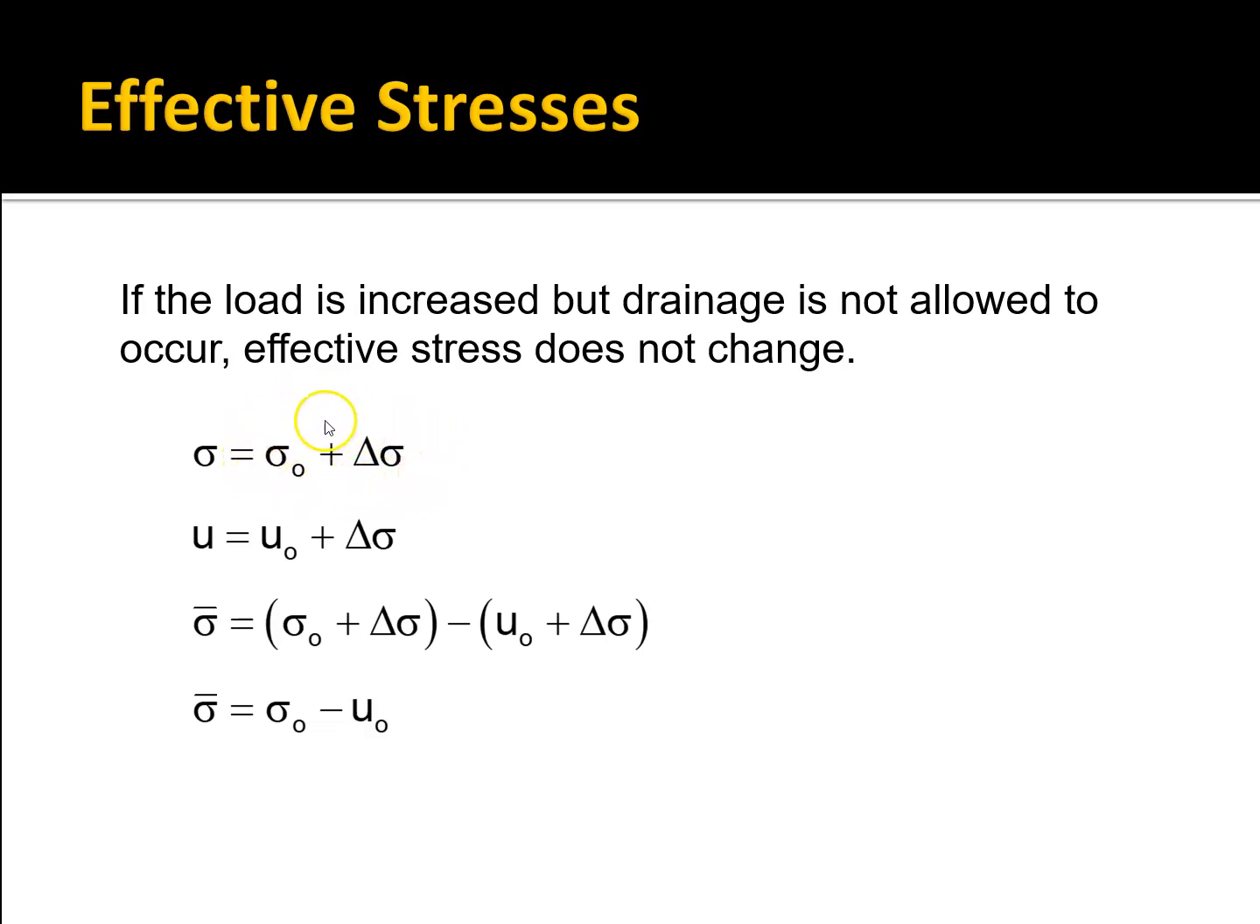So this is the total stress after you've applied the load, which goes right here. This is the pore pressure, which goes right here. And so the delta sigmas cancel, and you get the effective stress right after you apply the load is the initial total stress minus the initial pore pressure, which is just another fancy way of showing that initial load is carried completely by the pore pressure. And if drainage has not occurred yet, those pore pressures will not dissipate, and the effective stress will remain unchanged.